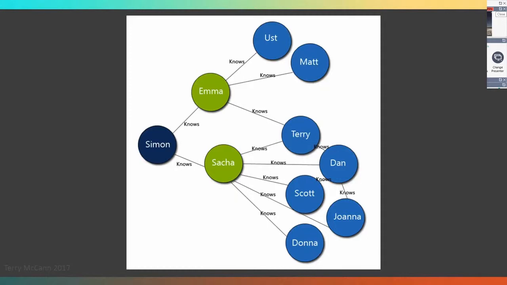What we have here is a typical social graph: relationships between people. So who knows who? Simon knows Emma, and Simon knows Sasha, and Sasha knows Terry, and so does Emma know Terry. These social graphs exist in many different places, and we'll come back to social graphs in a little bit.